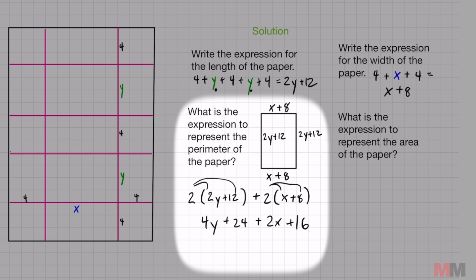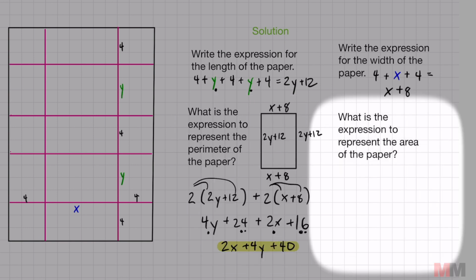And just put this alphabetically. 2X, nothing like terms with that. Plus 4Y, nothing like terms with that. And 24 and 16, we can put those two as like terms. That equals 40. That is my perimeter right there.